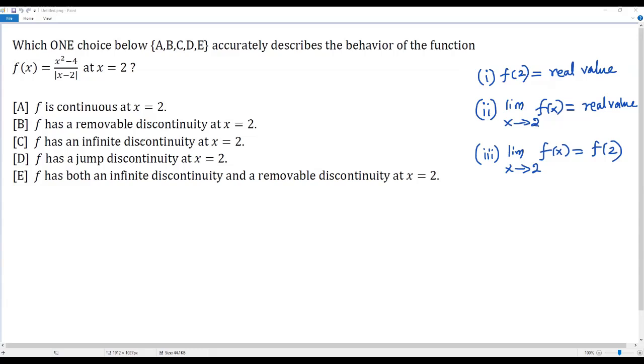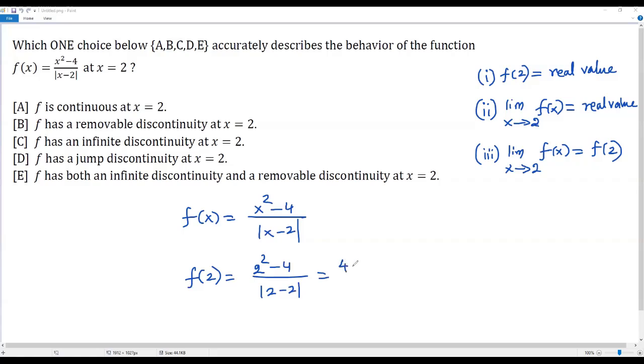Okay, so first we have to verify the first condition. I have to find the value of f of 2. It has to be defined, that is, we must get a real value as a result for f of 2. So I plug x equals 2 into the function. The given function is f of x equals x squared minus 4 over the absolute value of x minus 2. Plugging in x equals 2, I get 2 squared minus 4 over the absolute value of 2 minus 2. 2 squared is 4, minus 4, and in the denominator 2 minus 2 is 0. The absolute value of 0 is still 0. Simplifying the numerator, I get 0 over 0.